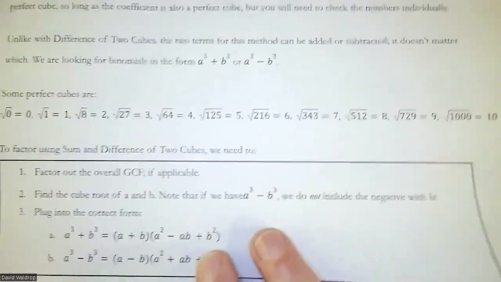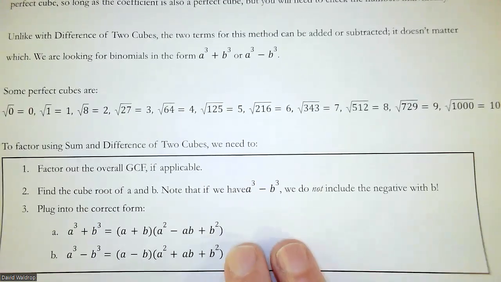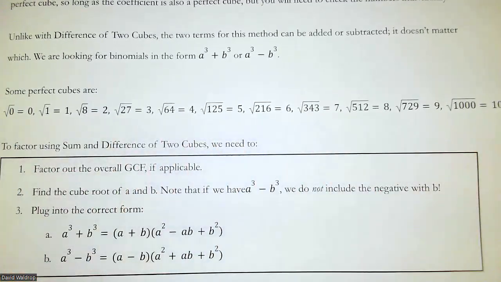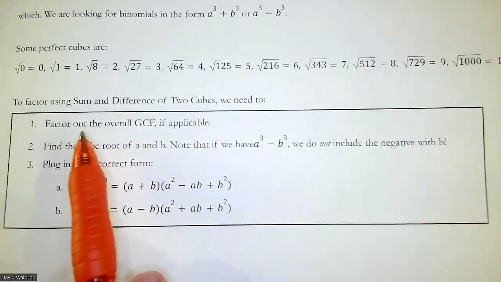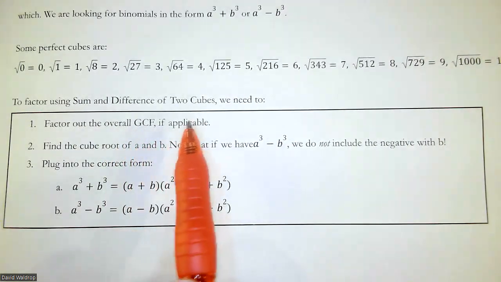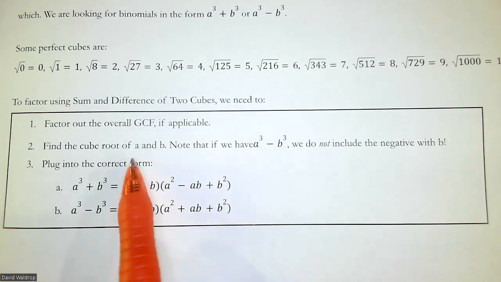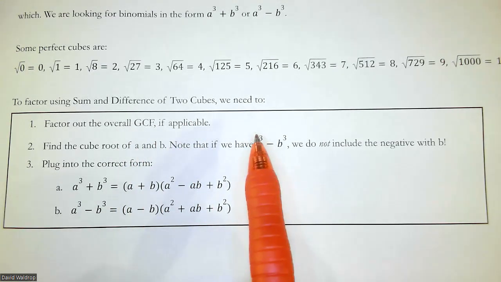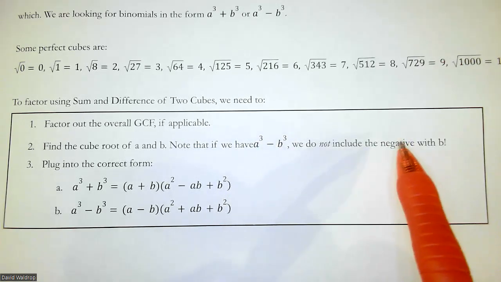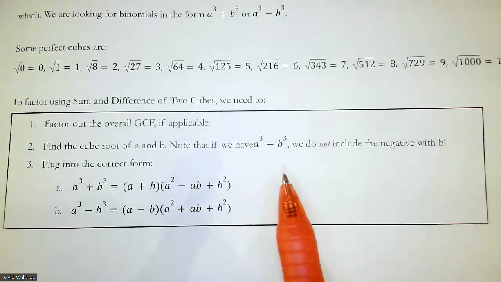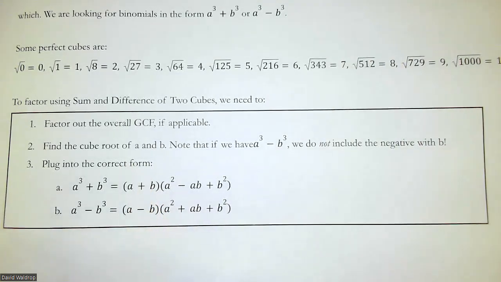So here are some perfect cubes to keep in mind. And then here's how we solve it. So we factor out the overall GCF if applicable. Okay. And then what we want to do is write it as a cubed minus b cubed. We leave the negative here if we have that, right? Don't include that negative, just like we did above. And here are the two formulas.